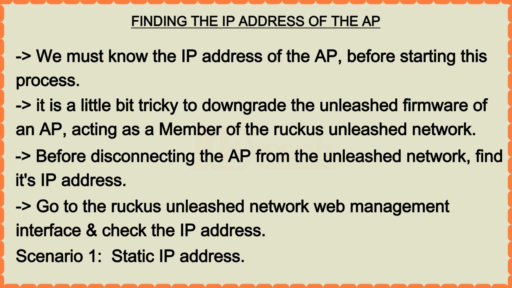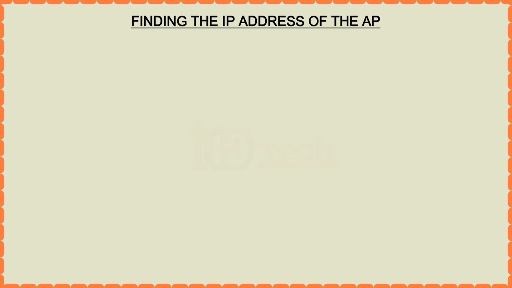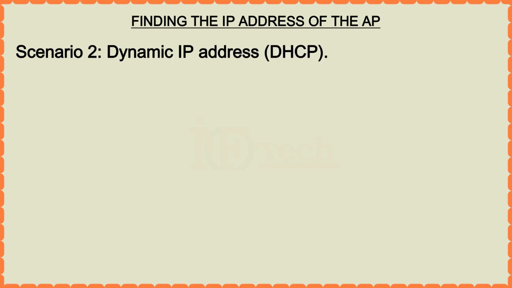Static IP address. If a static IP address is assigned to that specific access point, then simply log into the RUCKUS Unleashed network web management interface and note down that IP address. Now disconnect the AP from the Unleashed network and then directly connect it to the PC or laptop via Ethernet cable. Scenario 2. Dynamic IP address, DHCP.